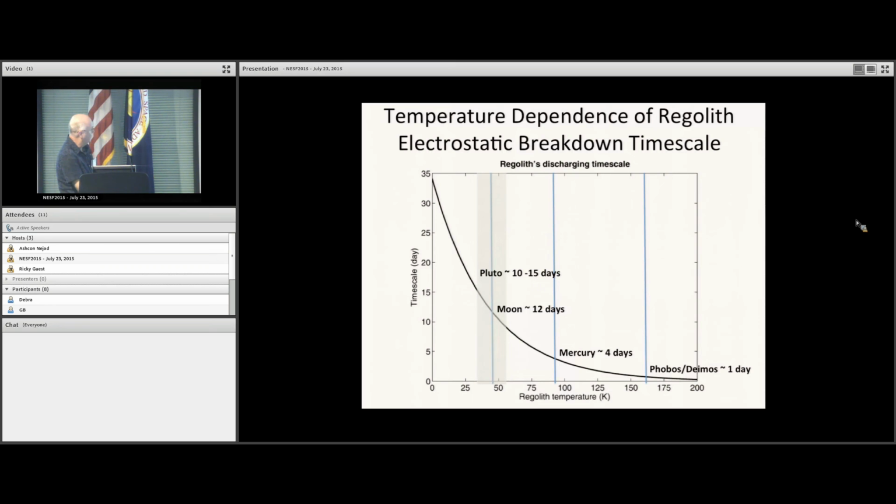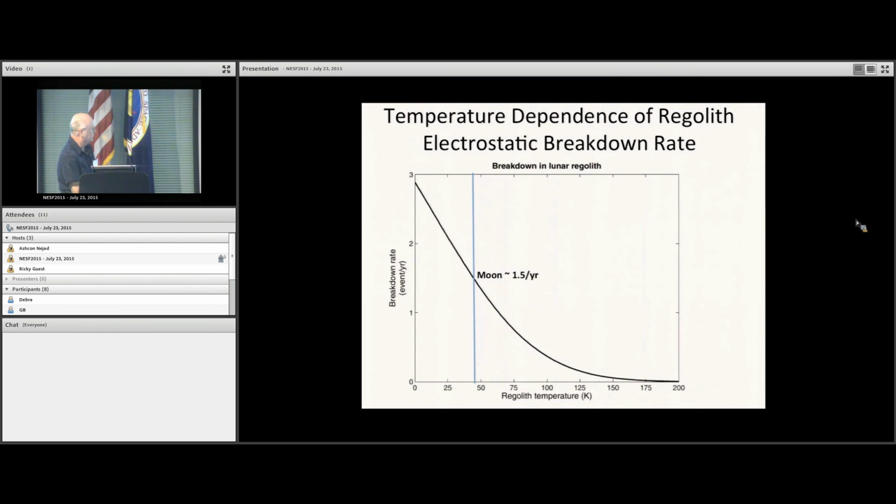We can look at permanently shadowed regions of Mercury, where the time scale is about 4 days. It's warmer at Phobos and Deimos, and that time scale is about a day. That's starting to get near the edge of the importance of the shortness relative to the solar proton event. And at Pluto, out here, again, straddles the temperatures of the moon, depending on the season, but roughly 10 to 15 days or so.